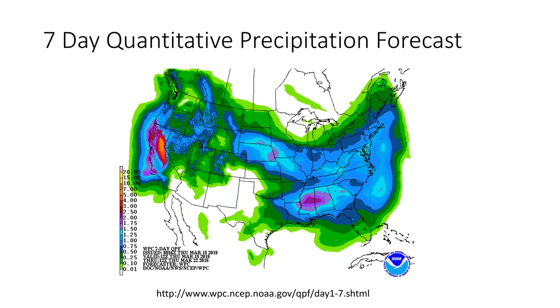I've shown here the 7-day quantitative precipitation forecast for the United States. Shading here represents the depth of expected precipitation in inches. So the expected values generally across the high plains and Midwest region range from 1/10 of an inch in green to upwards of about 1.5 inches in purple.